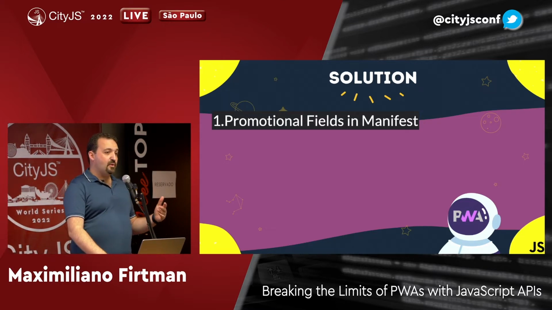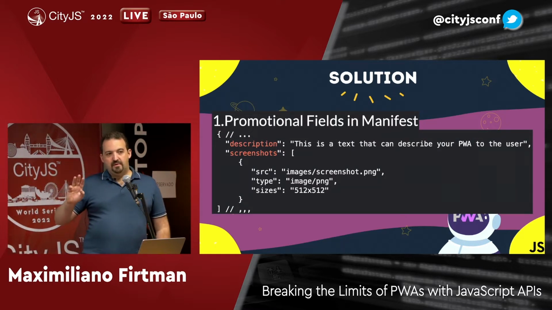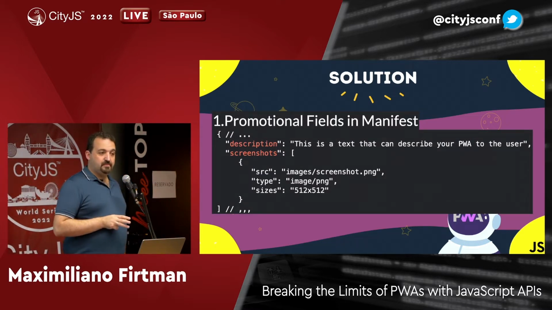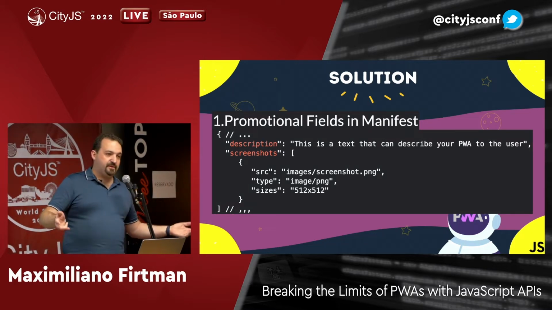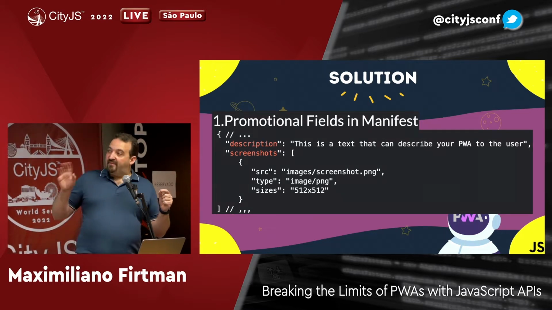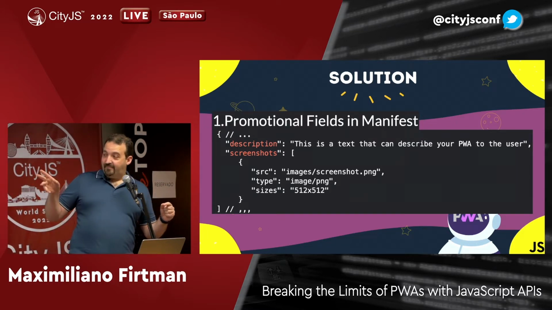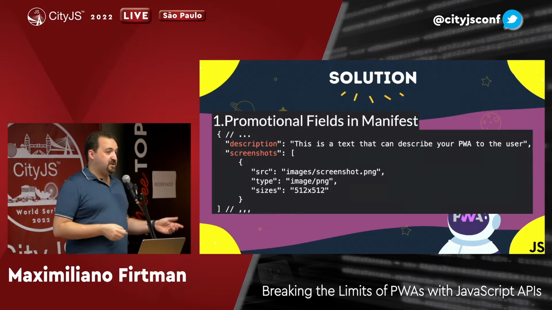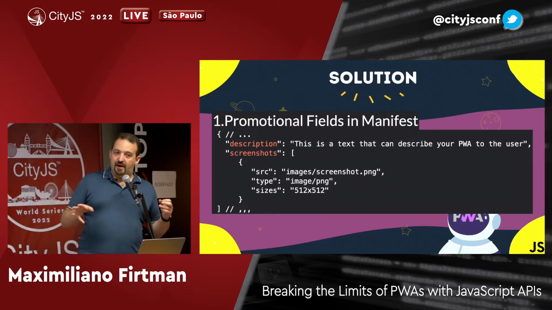In the manifest, you set metadata for your app. Today, you can also add a description to your app. It's just a long text describing how good your app is. And also you can provide screenshots. The screenshots is an array of data. So you take screenshots, desktop screenshots, mobile screenshots, and you put those screenshots there, okay?